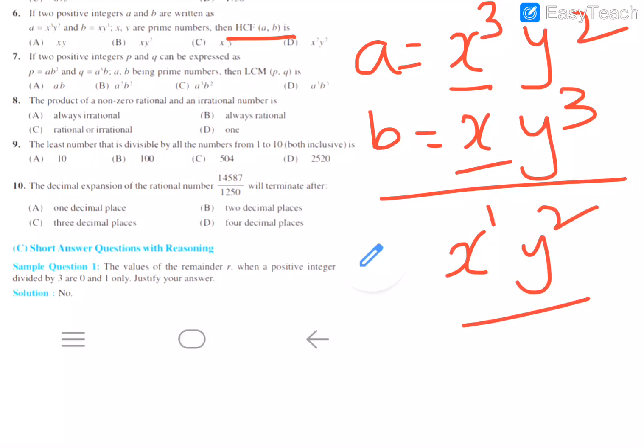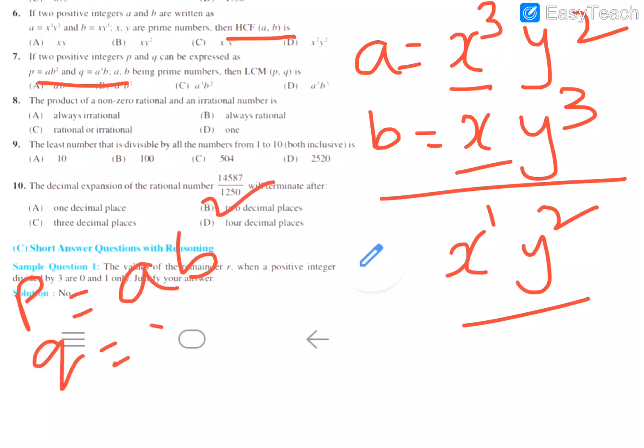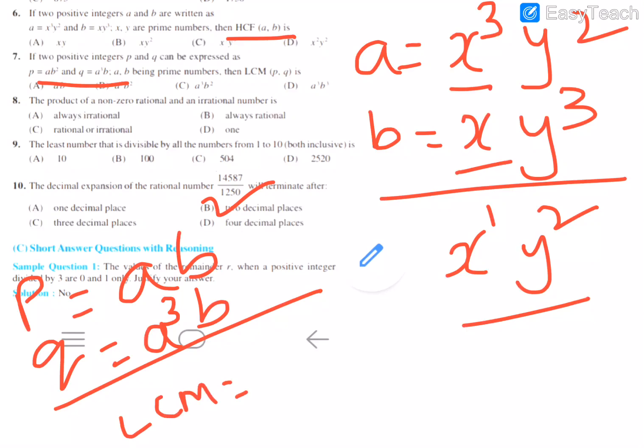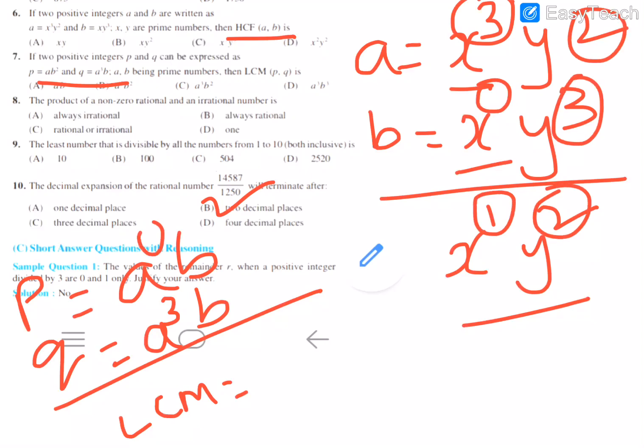Similarly, the next question they are asking, P is equal to A B square and Q is equal to A cube B. So they are asking you what is the LCM. LCM is highest power. Here in HCF we have taken smallest power, whichever is smallest. HCF we have taken smallest one. LCM we are taking the highest one.